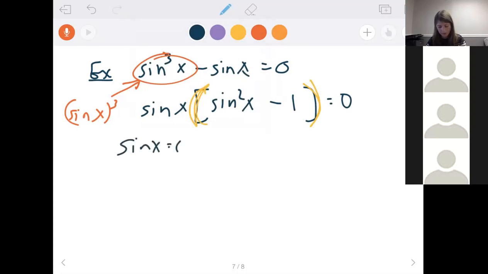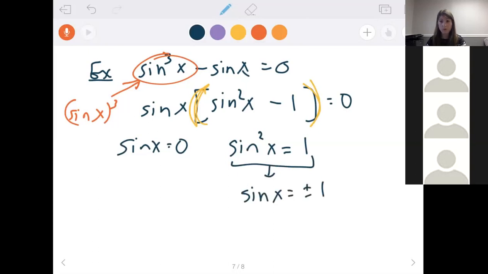If you set each factor to 0 and go ahead and add that 1, you get sine squared equals 1. And where you have to be careful on this one is where you have a squared and you take a square root, you have to remember you're going to have a plus or minus.